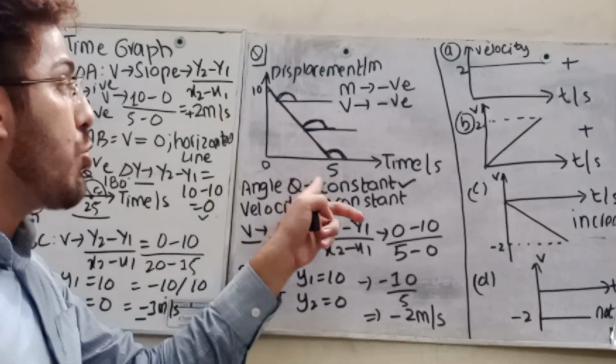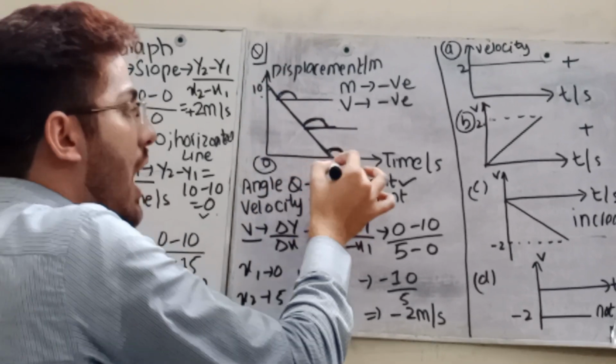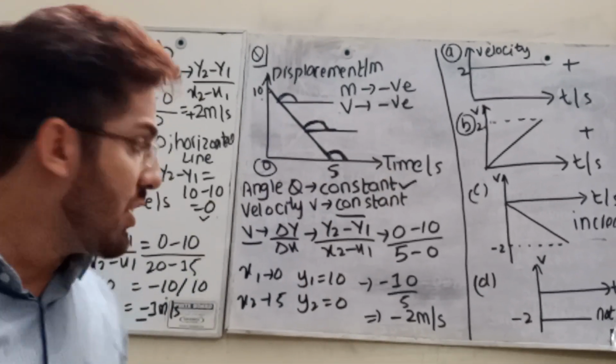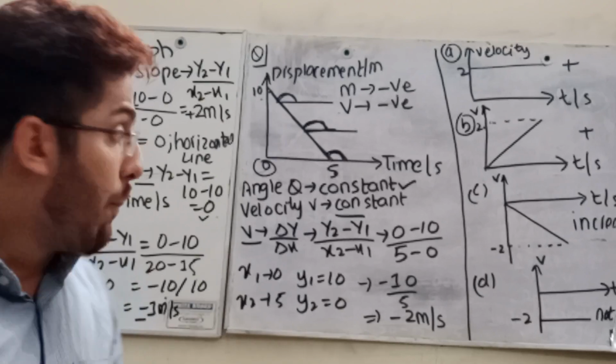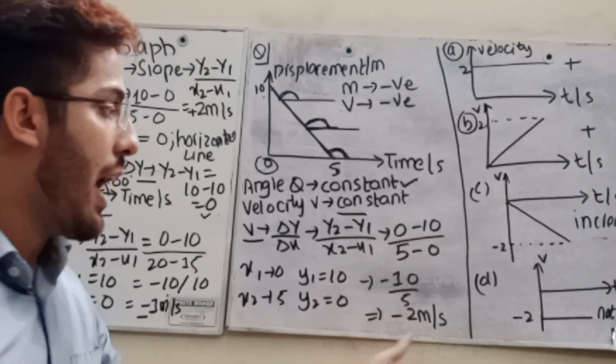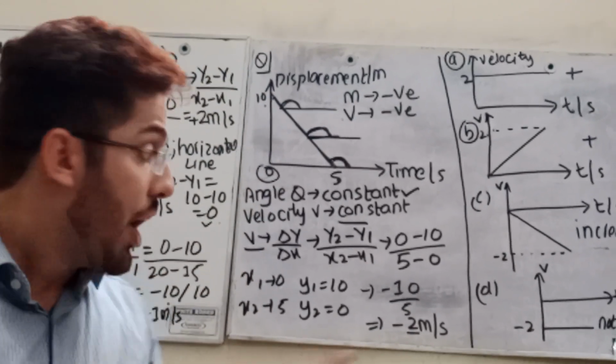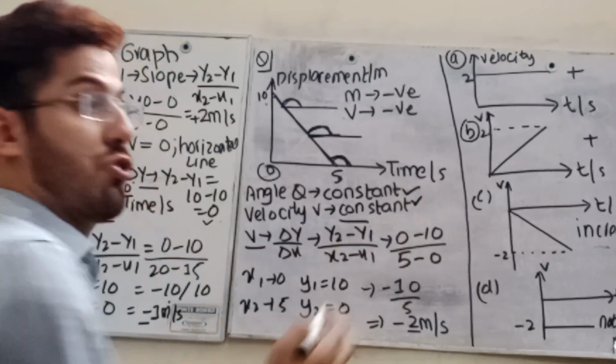Second, now we are going to apply the formula. Change in y upon change in x. Always remember this is x1, y1, x2 and y2 is definitely 0. Now if I apply the formula y2 minus y1 over x2 minus x1, I got the answer minus 2 meter per second, but it should be, student, remember, constant.